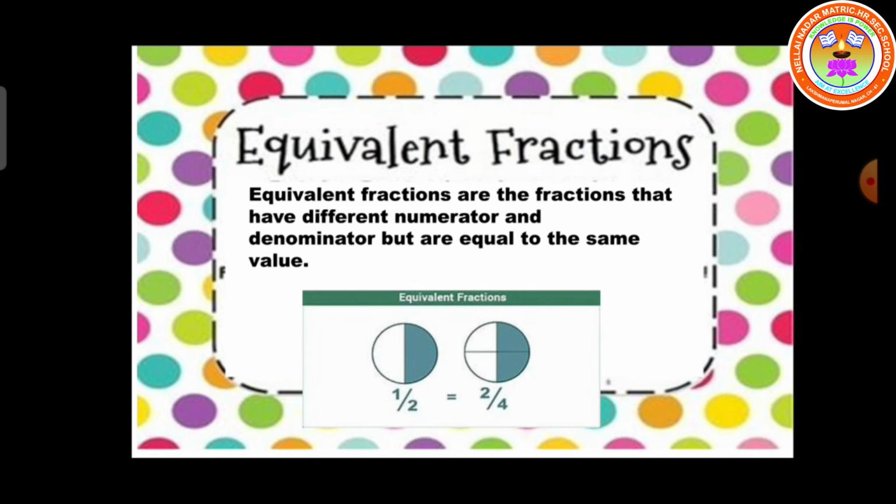Next, equivalent fractions are the fractions that have different numerators and denominators, but they are all equal to the same value. See the figure, students. We can say 1 by 2 is equal to 2 by 4, because if you cancel the 2 by 4, you will get the value 1 by 2 only. And another reason is, in the first figure, half of the part is shaded, and in the second figure also, half of the parts are shaded. So both are equal only.